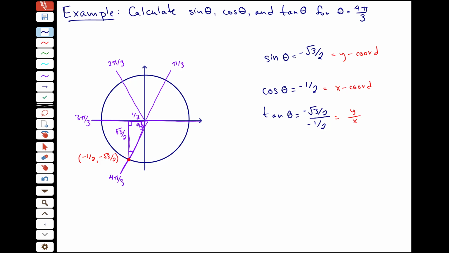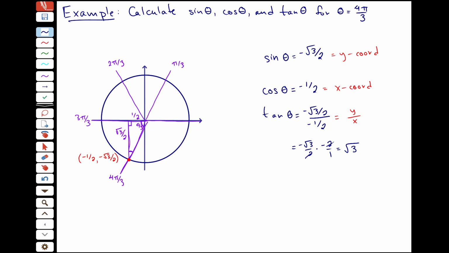Now this we can simplify. I have minus root 3 over 2 times the reciprocal, minus 2 over 1. My 2's cancel, and I have 2 negatives. So tangent of this angle ends up being positive square root of 3.